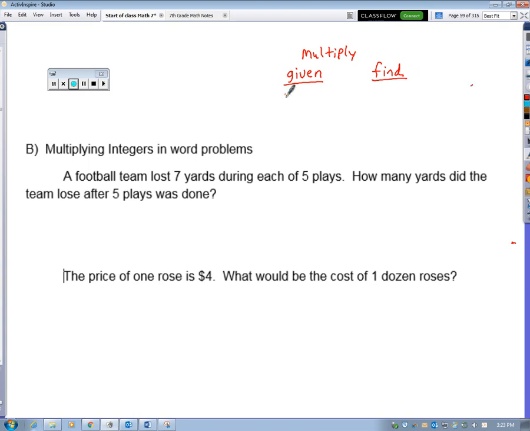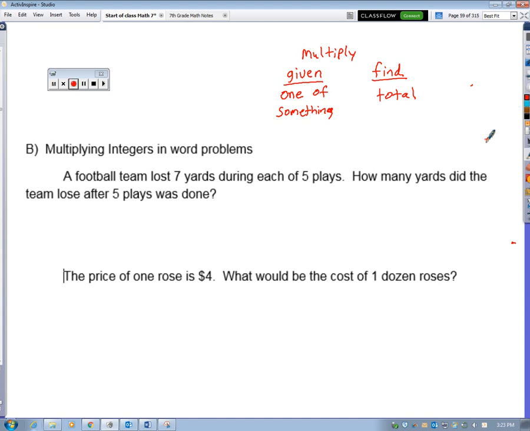So what you're given in a multiplication problem is they're going to tell you how much one of something is. That's what you're given. You're going to be told the cost of something, how far something went. They're going to tell you how much one of something is. And then we're going to multiply to find out the total. Let me show you how that works. We're going to multiply to find the total.